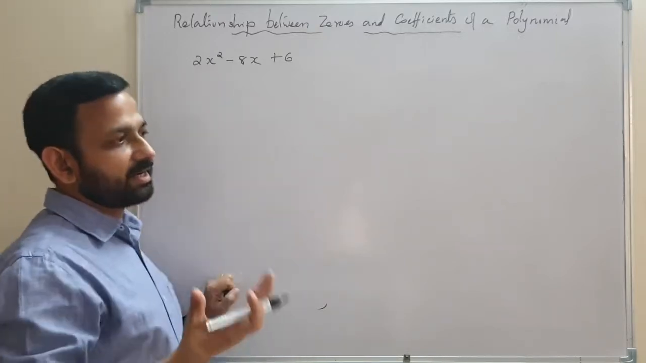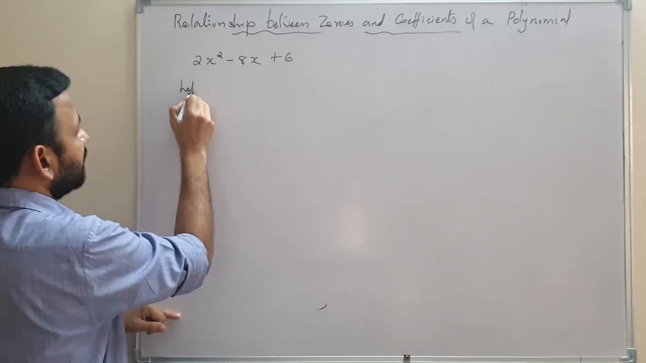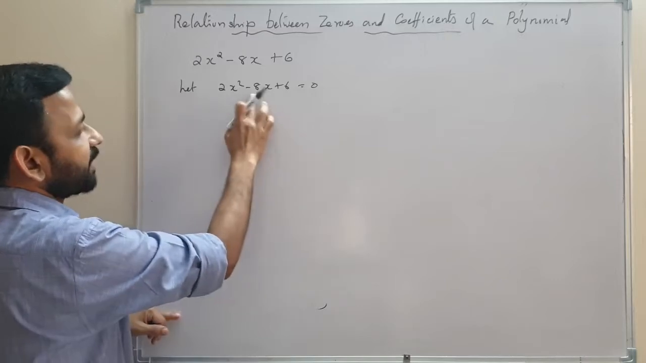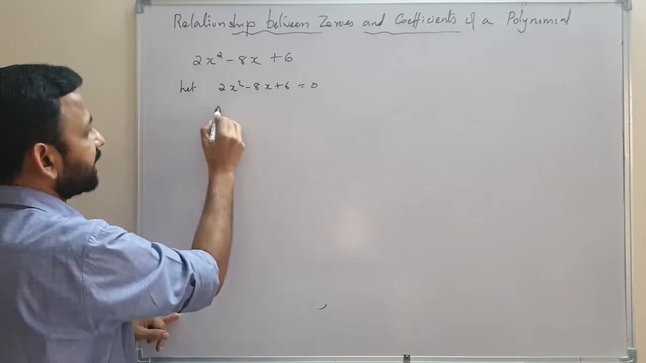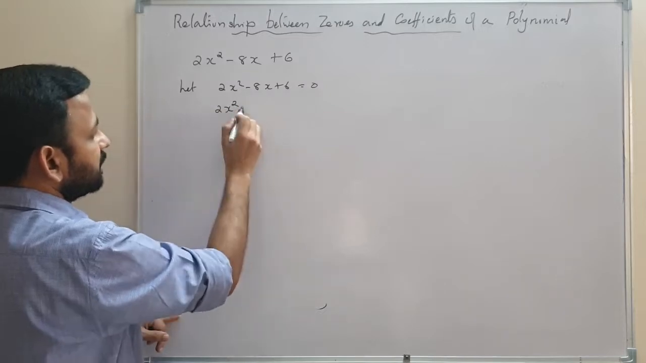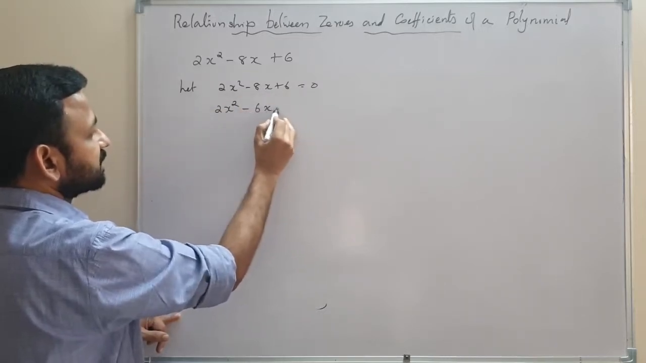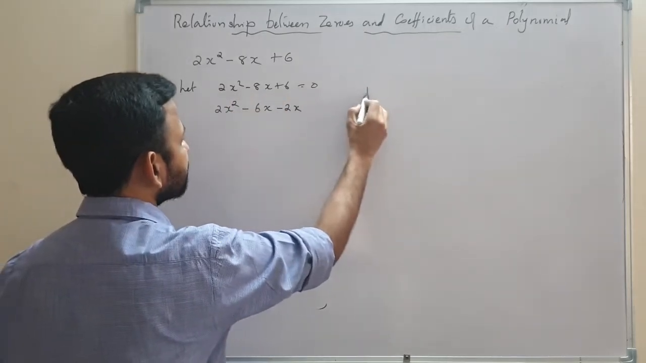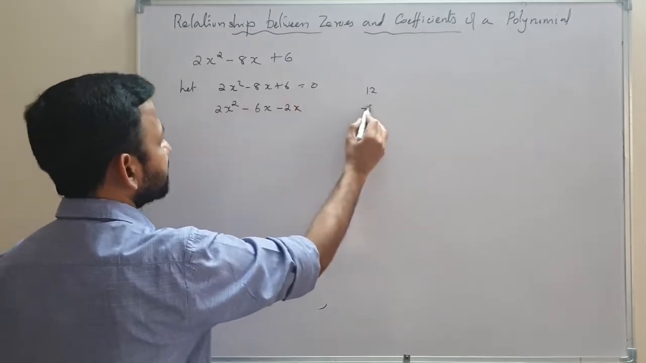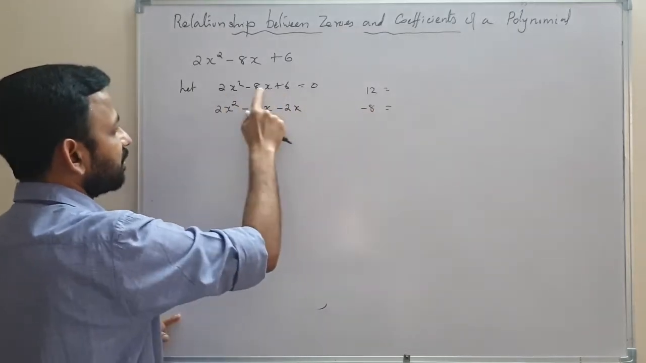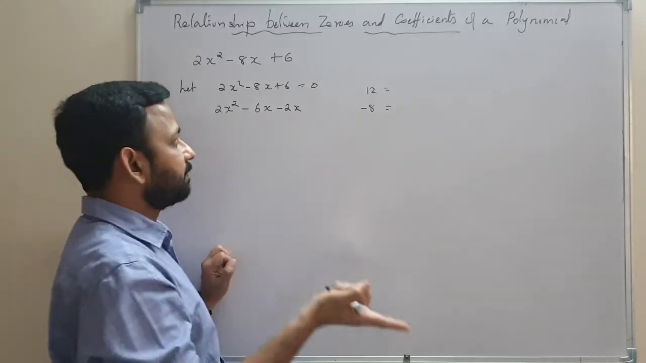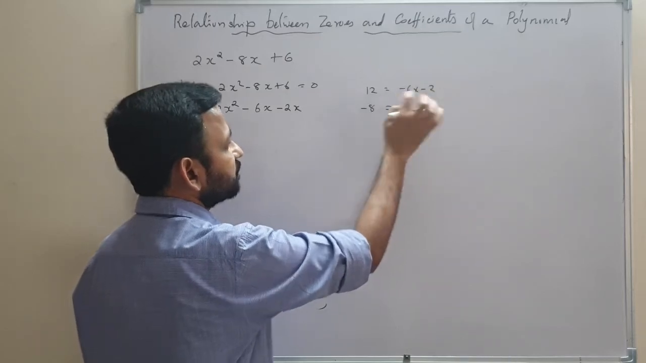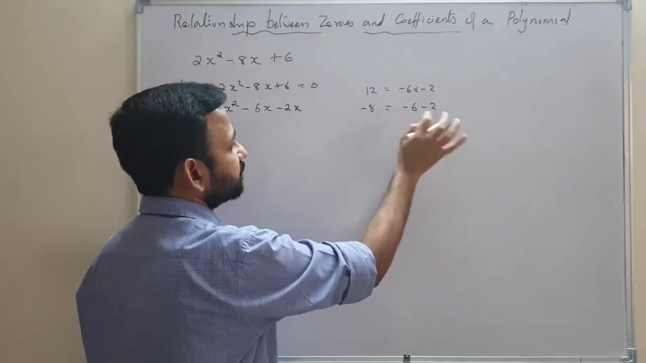In 9th standard you studied how to find a zero of the polynomial. Let 2x square minus 8x plus 6 equal to 0. Then we can factorize the middle term by splitting the middle term. We need to find two numbers whose product is 12 and whose sum is minus 8. So minus 6 into minus 2 is 12, and minus 6 minus 2 is minus 8.